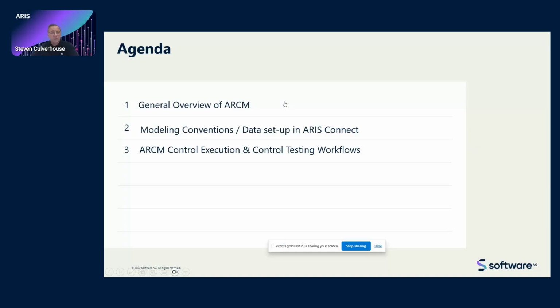How do we set it up? And then, of course, I will go on to the ARCM, the ARIS Risk and Compliance Manager, and I will go through the control execution and control testing workflow. I'll have two examples, one of each, and I'll walk you through from beginning to end. So how do we perform a control execution, perform a control test, and then how do we review the results of the control test and see the management information about completed test cases. Okay, so that's kind of the agenda. Probably about 50-50 in terms of slide deck and demonstration on the system.